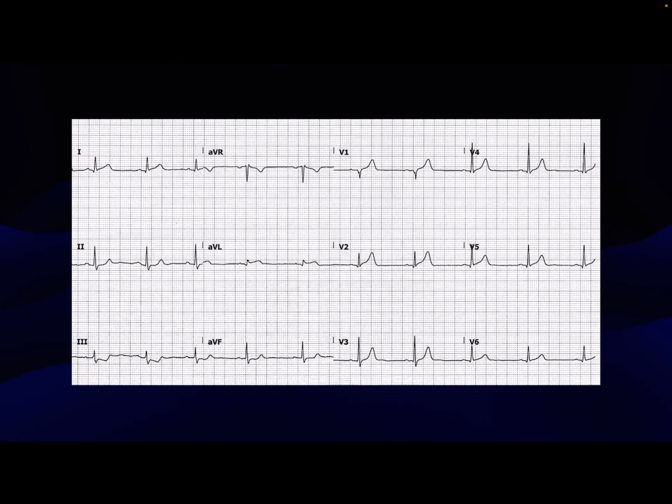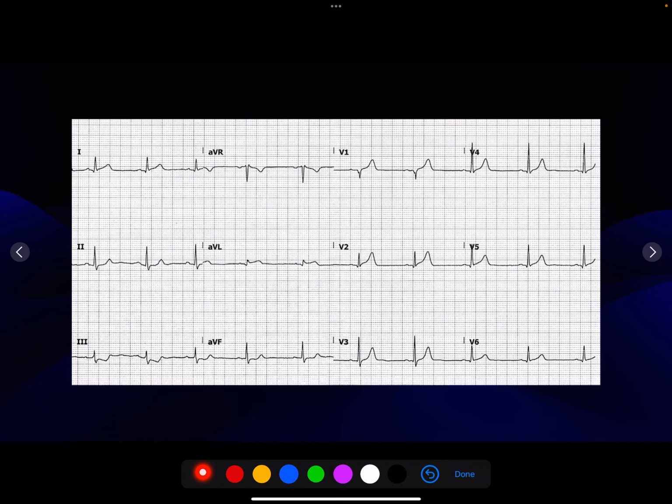All right, and let's just look at one more example, and this is maybe a bit more of a subtle example. So again, let's start with the inferior 2, 3, AVF, and you notice we have some depression, maybe not so much in AVF, a little bit in AVF, but certainly we've got some depression, T-wave inversion in lead 3. Could that be ischemia? Could that be a reciprocal change?